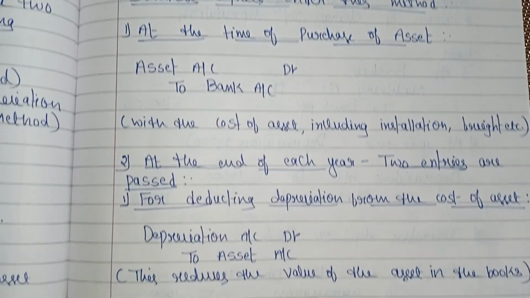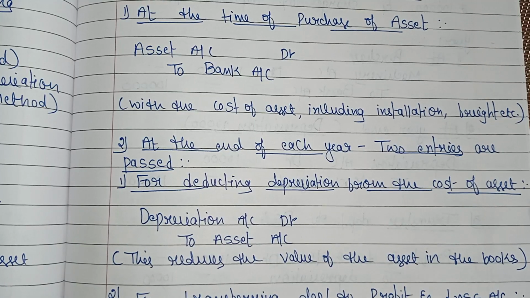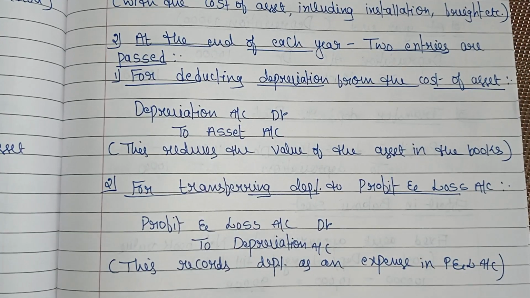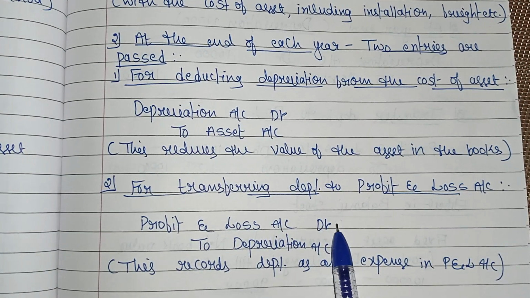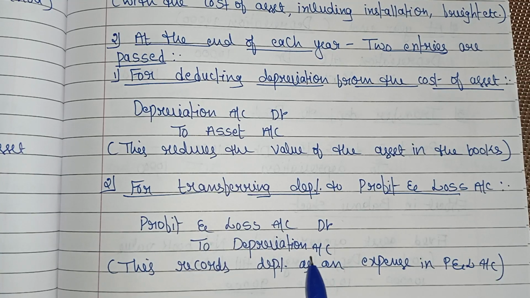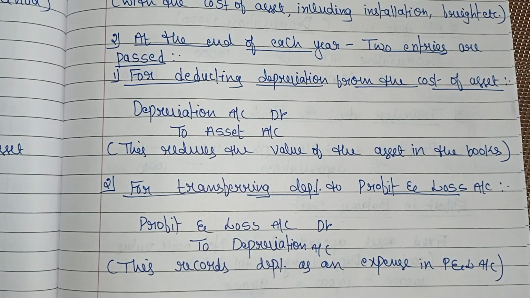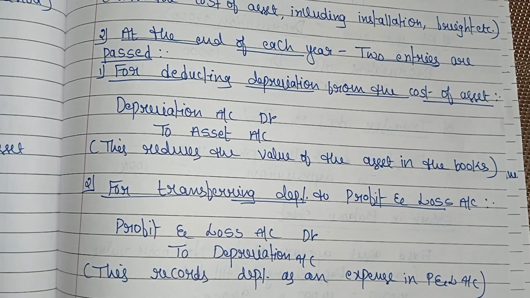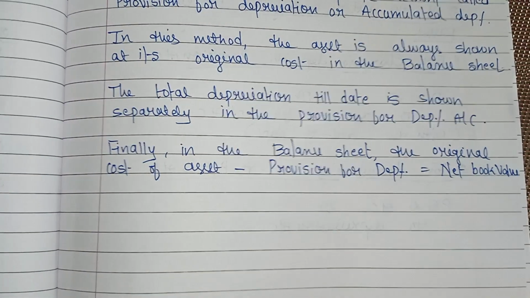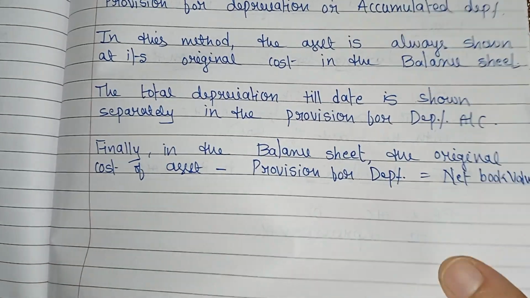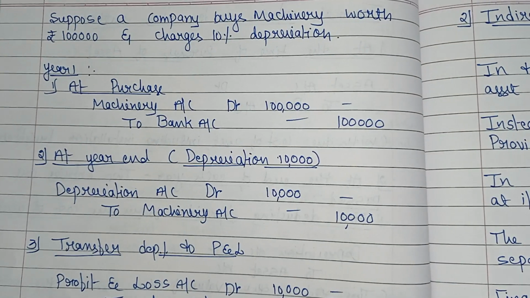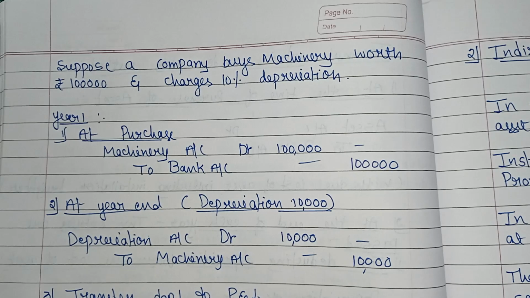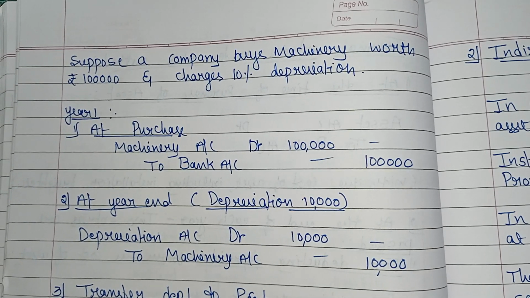And the second is for transferring depreciation to profit and loss account. For that, the entry is profit and loss account debit to depreciation account. After calculating the depreciation, we need to transfer it to the profit and loss account. So this records depreciation as an expense in the profit and loss account. So let's see one example, then you will get a clear understanding of the direct method.